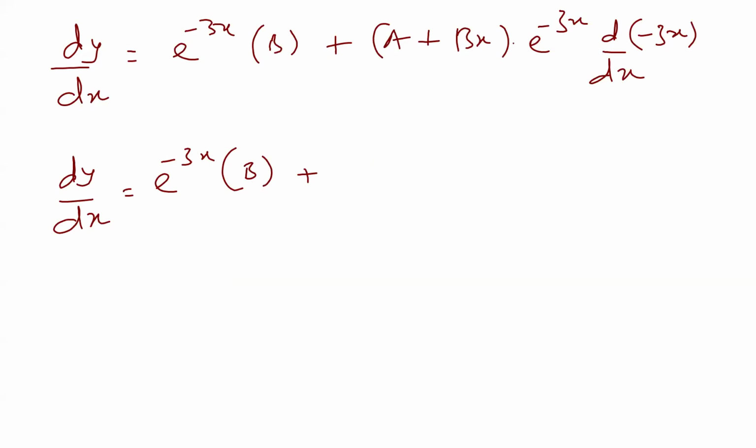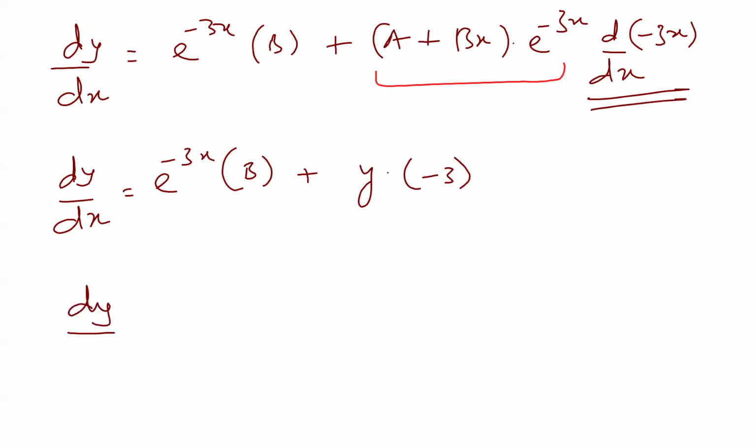Now see, at the same time, if you refer this clearly, a plus bx into e raised to minus 3x. What is this, a plus bx into e raised to minus 3x? This value. It's y, correct, very good. Into d by dx of minus 3x is minus 3. Fine. So dy by dx is equal to e raised to minus 3x into b minus 3y.